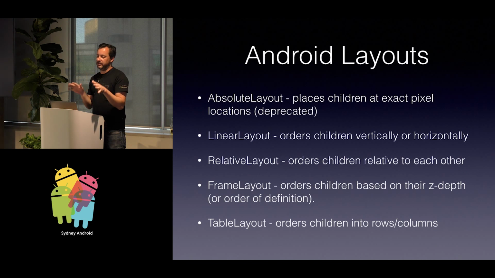Absolute layout. Hopefully, you're not using that because it was deprecated literally the day after it went out of the door. There's linear layout for laying out views in a vertical or a horizontal row. There's a relative layout, which lets you lay out things relative to one another, above and below, start and end. Frame layouts, which let you order views in a stack based on Z order, and if you don't supply a Z order, it's just the order that they're defined within the frame layout. And table layout for doing things like tables.